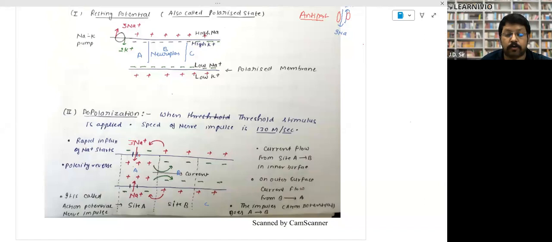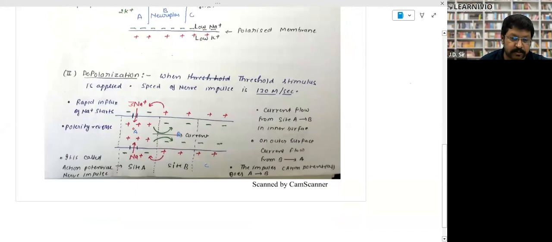So what will happen at this A site? Try to understand. At this A site, when a threshold stimulus is applied, then rapid influx of sodium ions starts. Sodium ions will start coming in, and potassium ions will go out. Due to this, this A site will have positive charge on the inner surface and negative charge on the outer surface. Now from this positive charge, current will flow from A to B inside, then B to C. That's how the information will flow. The polarity will get reversed. It is called action potential of nerve impulse.